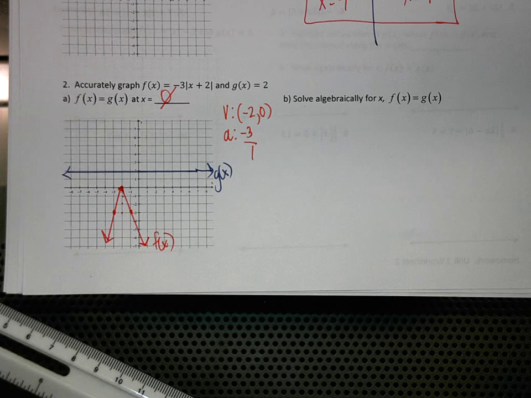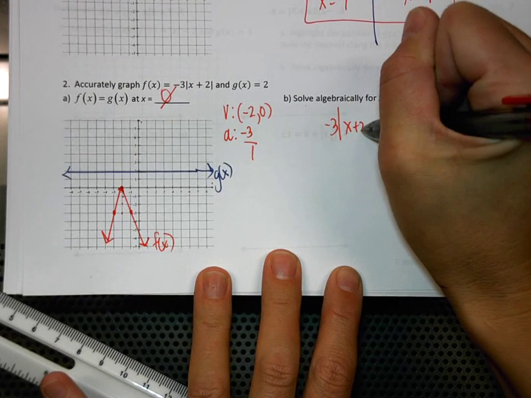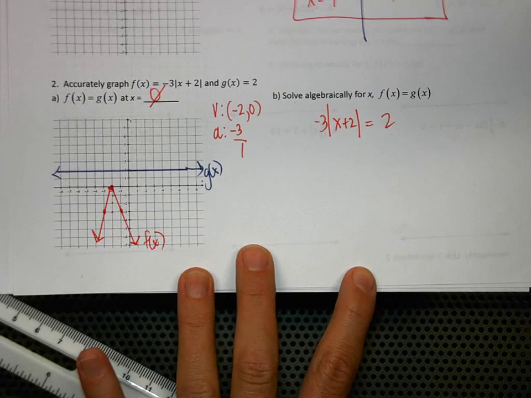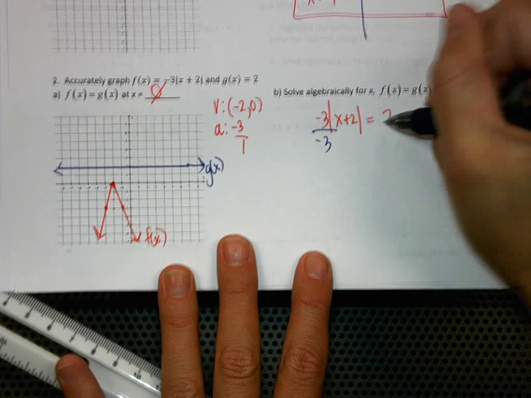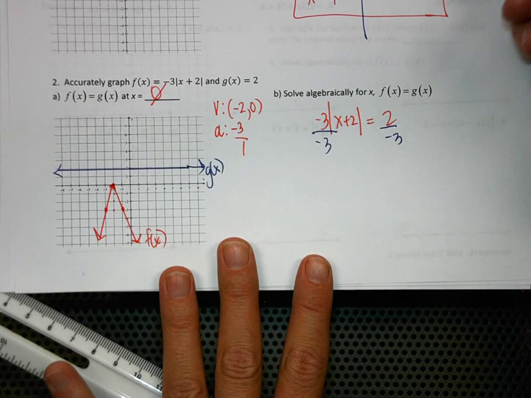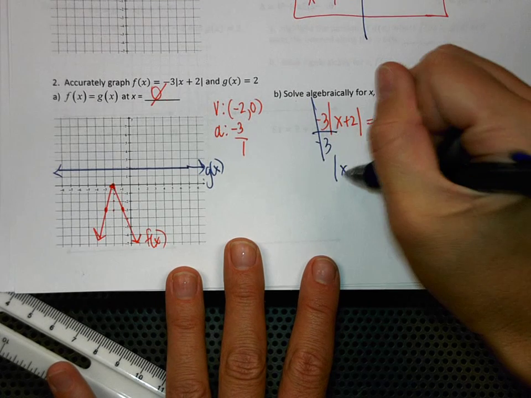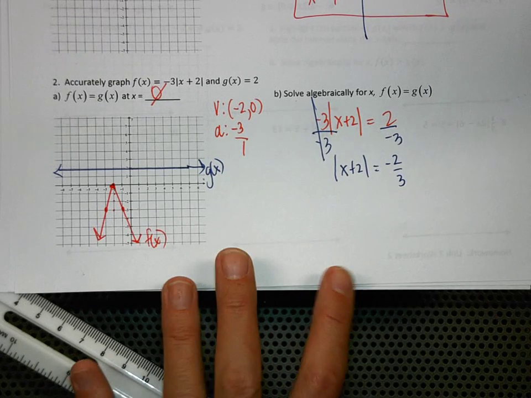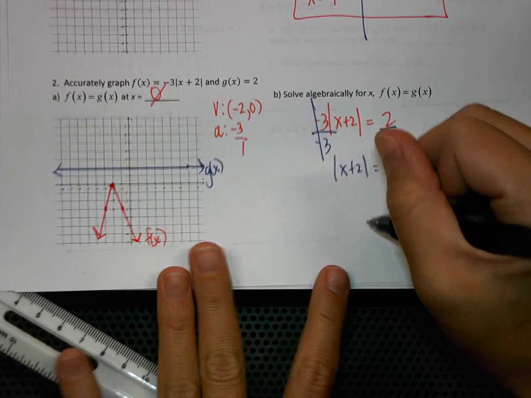So again, f of x equals g of x. So we write this out and we have negative 3 absolute value of x plus 2 equals 2. Is the absolute value by itself right now? No, so what would I do? Divide by negative 3. Because this negative 3 is multiplying to the absolute value, so in order to get rid of multiplication, we undo that by division, so those cancel. We get absolute value of x plus 2 equals negative 2/3. Well, can an absolute value ever equal a negative number? No. So that's why that is no solution.